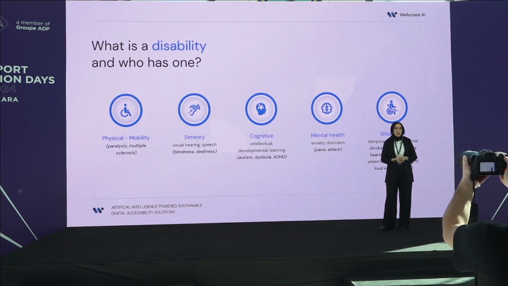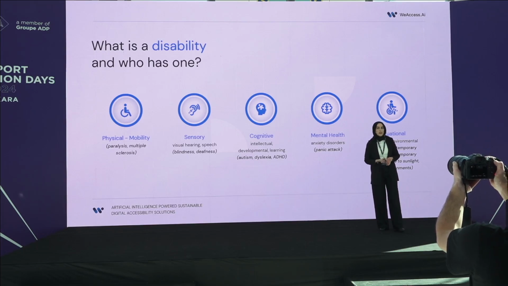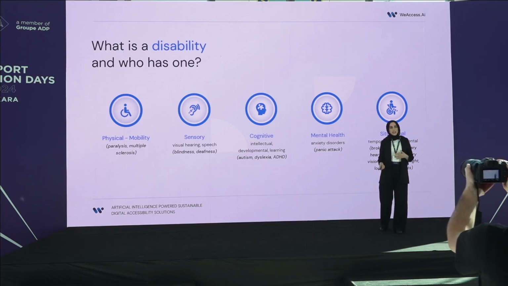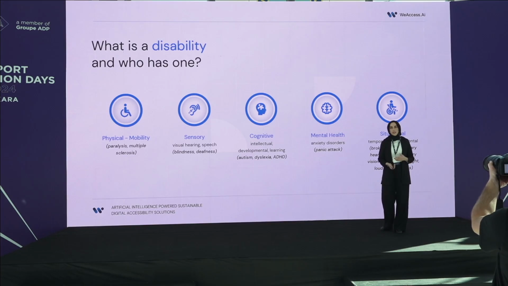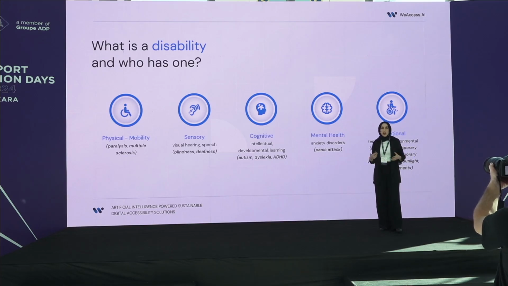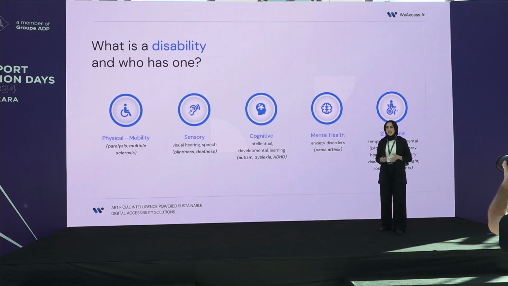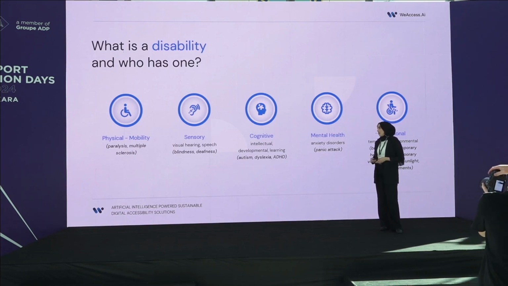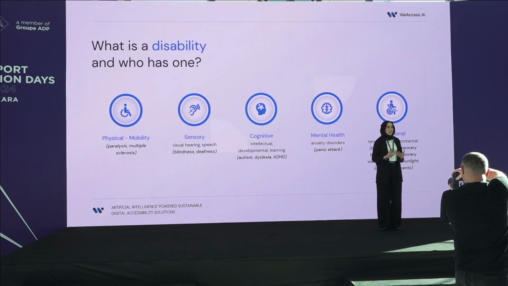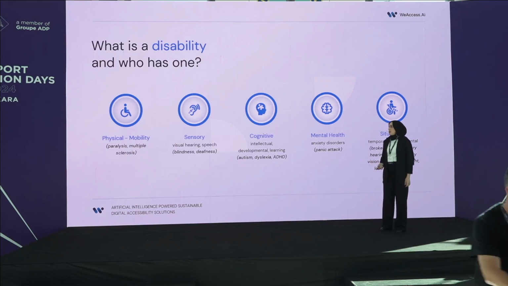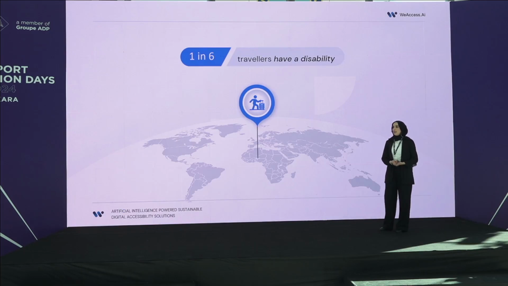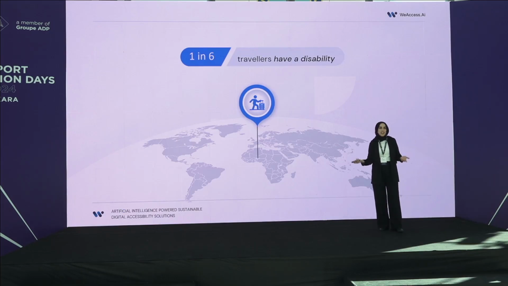So first I want to start off by talking about what is a disability and who has one. Disabilities can range from being visible to invisible, and these include cognitive disabilities such as dyslexia, ADHD, as well as some other intellectual disabilities. But mainly we focus on blind and deaf communities, for whom we develop digital accessibility solutions. And who has one? Well, 1 in 6 travelers who probably use airports like TUV every day have some sort of disability.